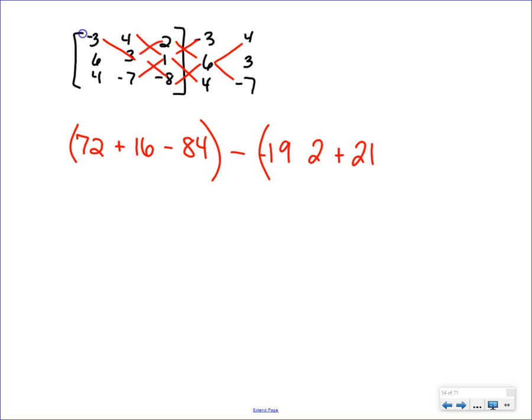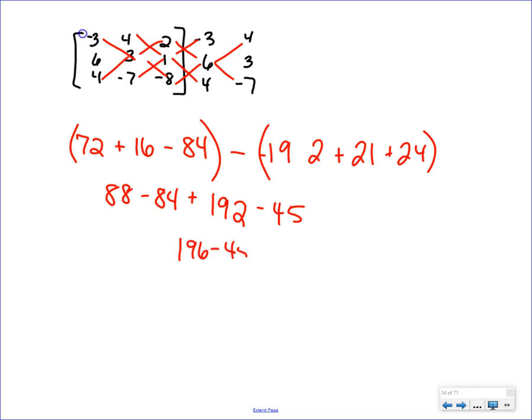And the last one, 24, right? Because I'm still. Oh, isn't that a negative? Sorry, my red covered it. A negative times a negative. Lo siento. So you end up with 88 minus 84 plus 192. I'm just kind of like grouping it as I go. And then that'd be minus 45. That's going to end up being 4. 4 and 192 is 196. 196 minus 45 ends up being 151.